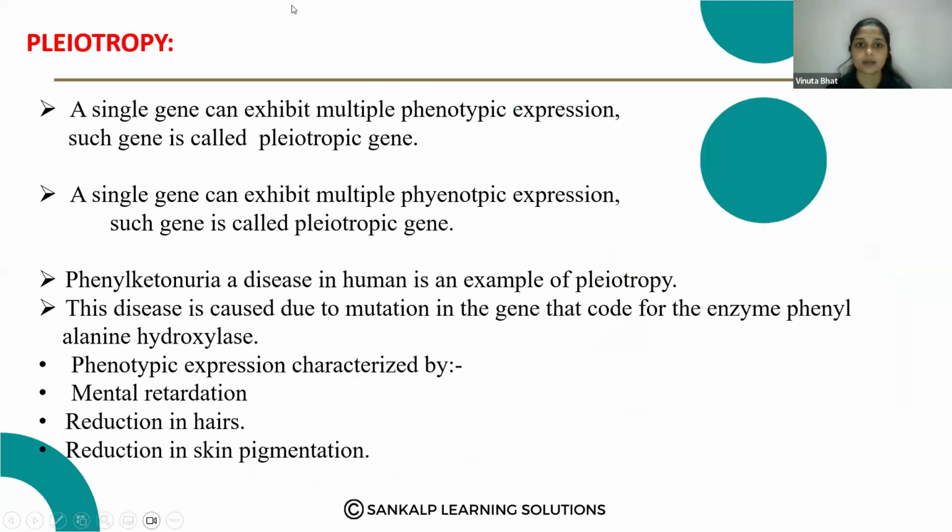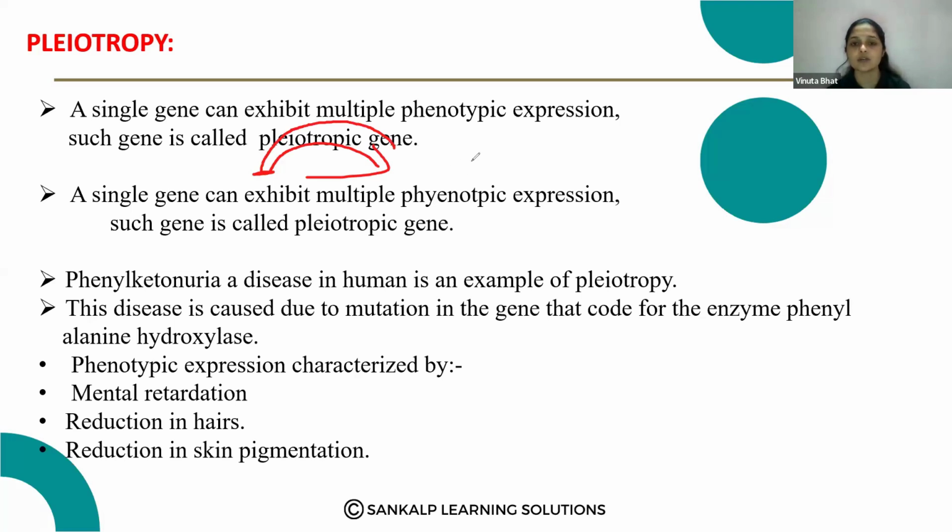And one more terminology, that is pleiotropy. So what is pleiotropy? Let's study the definition of pleiotropy. A single gene can exhibit multiple phenotypic expressions. Such a gene is called a pleiotropic gene. So there is a single gene that can cause multiple phenotypic expressions.